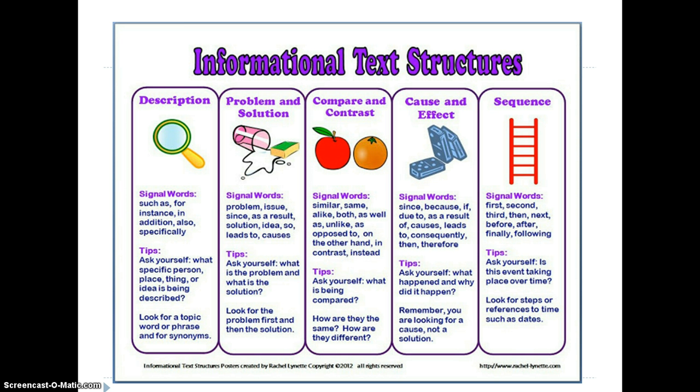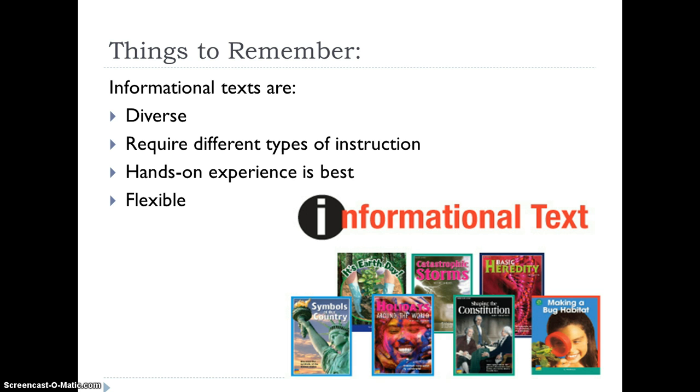So here's some more in-depth information about informational text structures. And a lot of times you can teach kids to look for signal words that are going to help them. So this chart is really great. I used this as a reference when I was teaching. So just some things to remember about informational texts. They are diverse. They're very, very different. So thinking about informational text broadly, we need to break it down for students and teach them that there's great diversity within this.